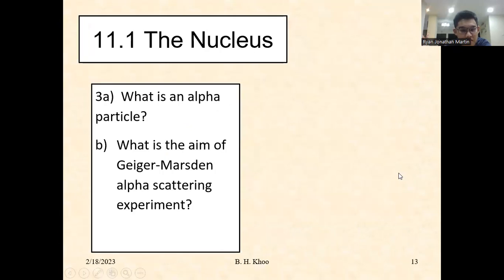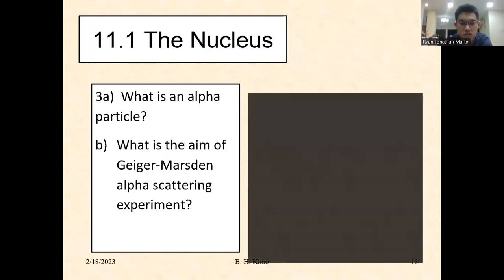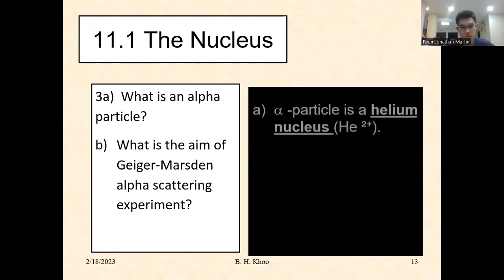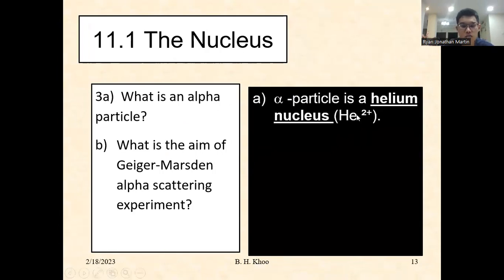What is an alpha particle? It's a helium nucleus. Good. Not a helium atom, a helium nucleus. So He2+.